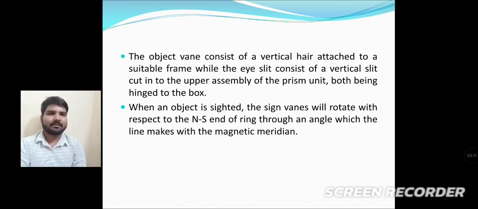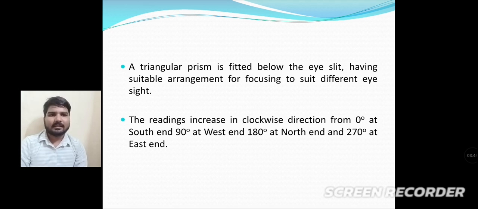The object vane consists of a vertical hair attached to a suitable frame, while the eye slit consists of a vertical slit cut in the upper assembly of the prism unit, both being hinged to the box. When an object is sighted, the ring will rotate with respect to the north-south end, at an angle which the line makes with the magnetic meridian. A triangular prism is fitted below the eye slit, having suitable arrangement for focusing to suit different eyesights. The readings increase in clockwise direction from 0 degrees at south end, 90 degrees at west end, 180 degrees at north end, and 270 degrees at east end.